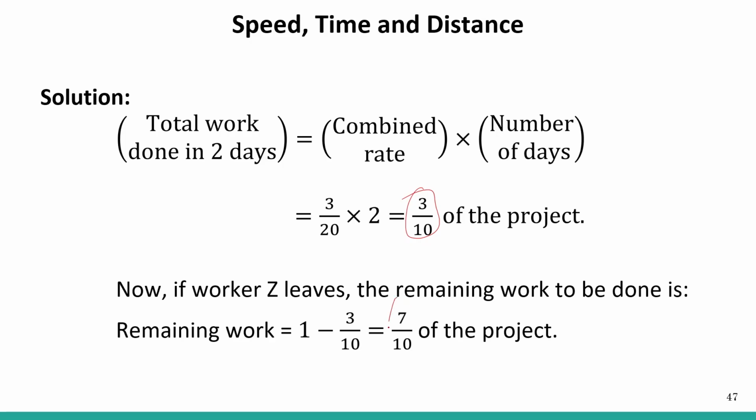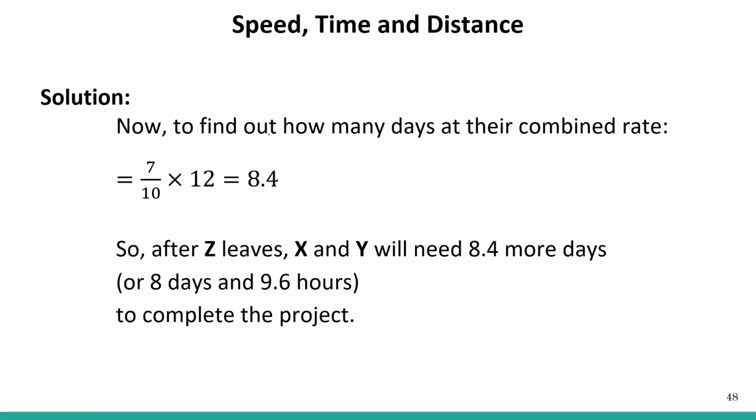Okay, so the remaining part is what? 7 by 10. That is 1 minus 3 by 10. Okay. So to find out how many days it will take, the combined work rate of X and Y is 1 by 12, so 7 by 10 into 12 is equal to 8.4. So after Z leaves, X and Y will need to work 8.4 more days, okay, to complete the project.